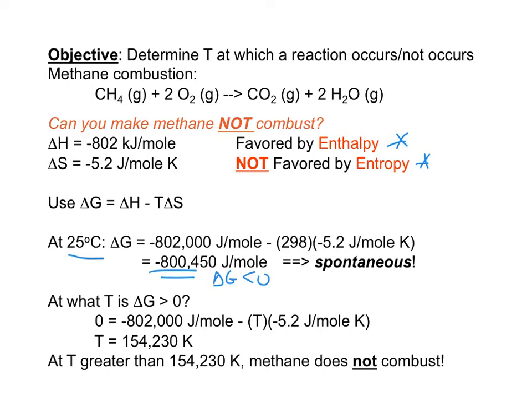We can determine the temperature at which this reaction does not occur by plugging in these numbers and solving for T. This equation and calculation shows us that at temperatures greater than 154,230 degrees Kelvin, methane does not undergo a combustion reaction. In other words, that reaction is not spontaneous.